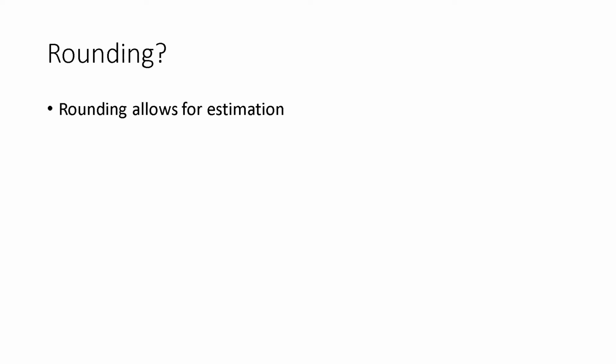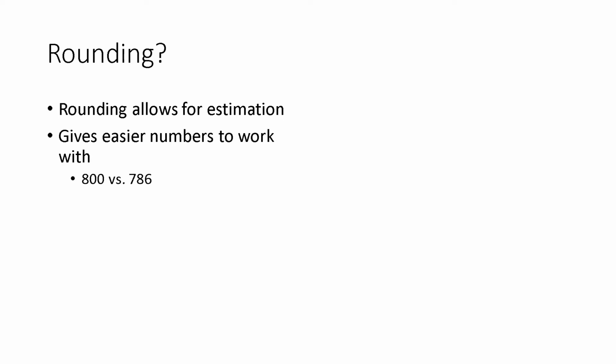So why do we round? What's the point of rounding? Rounding allows us to estimate the answer to a number. We can use it to estimate the answer to a problem. We can use it to estimate just a total in general. It gives us an easier, more solid number to work with. For example, if you had 786 tongue depressors in the clinic, it's much easier to say that you have 800 tongue depressors in the clinic and round that up, unless of course you need an exact number.